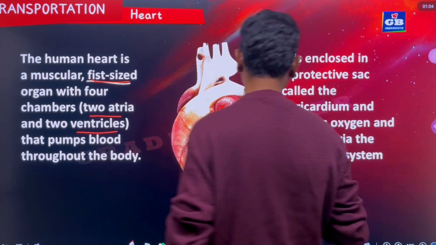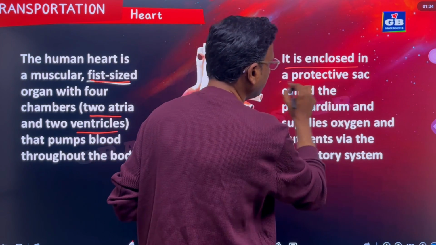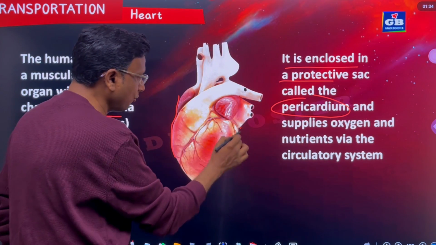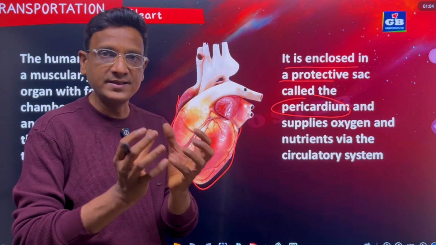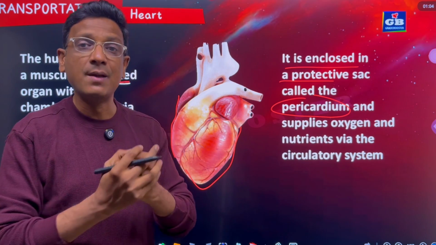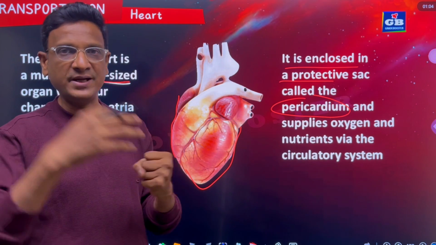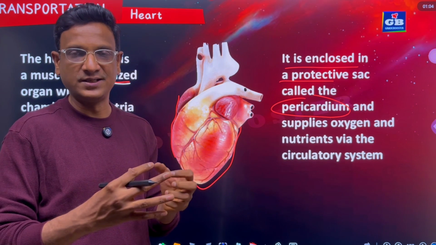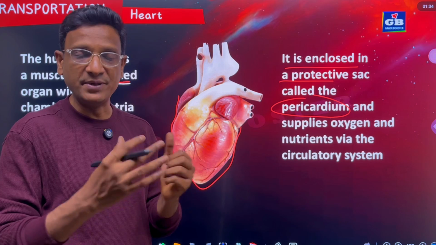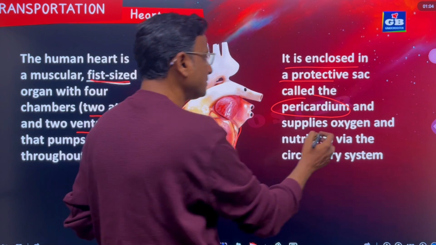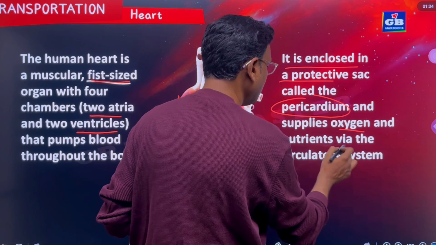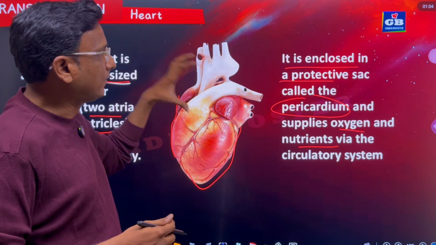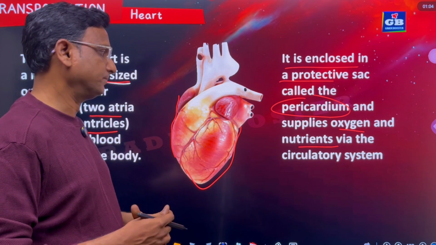The second point we are going to learn about the heart is that it is enclosed in a protective sac called the pericardium. It gives protection. The pericardium also contains pericardial fluid, which gives some shock-proofing to the heart, so it protects from shocks and injuries. The pericardium, it supplies oxygen, nutrients. So it is enclosed in a protective sac called the pericardium.